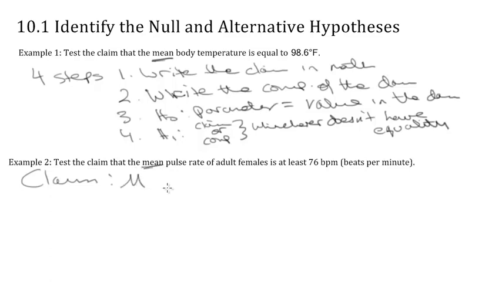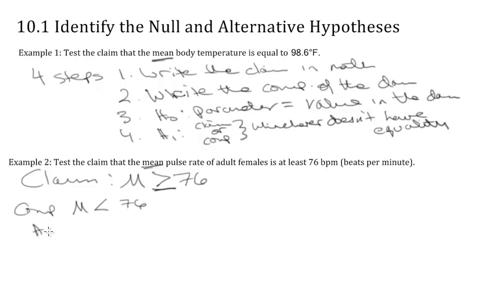How nice am I? And it says at least, so we need to be able to translate at least. The way to answer that question is to throw in a couple of data values. Is 75 at least 76? No, it isn't. So it won't be less than. Is 77 at least 76? Yes, it is. So it will be more than. But what about 76 itself? 76 is at least 76. So it can be 76 as well. The complement of the claim is mu is less than 76.